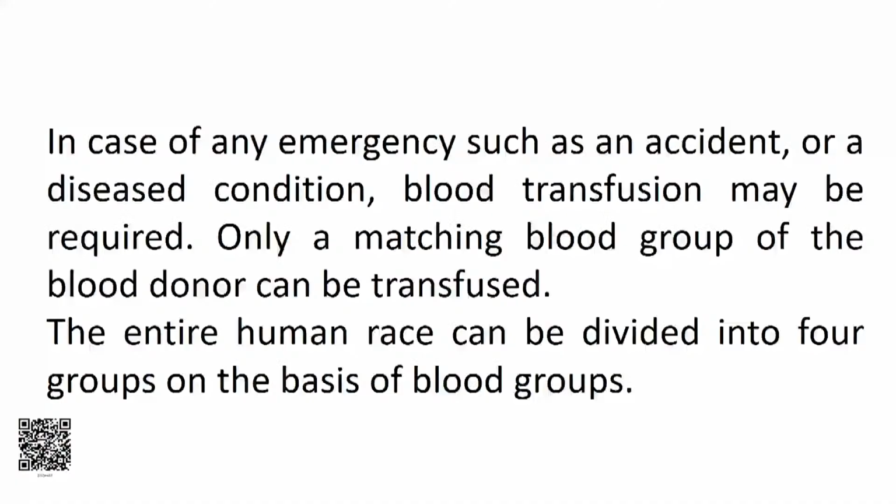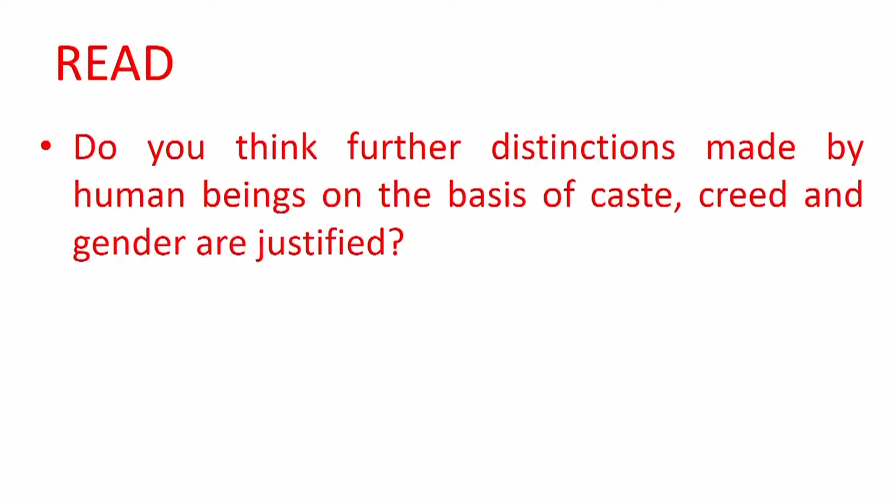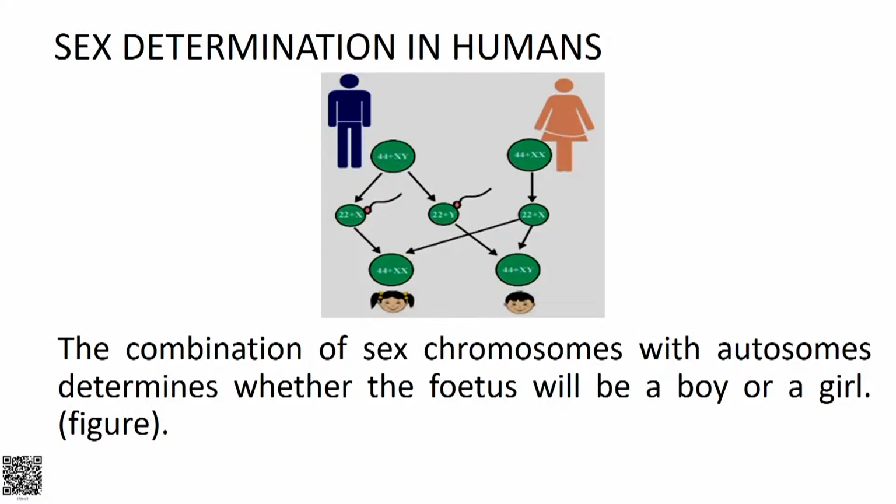In case of any emergency like accident or disease condition, blood transfusion may be required. Only a matching group of the blood donor can be transfused. Entire human race can be divided into 4 groups on the basis of the blood group A, B, AB and O. So, do you think further distinction made by human beings on the basis of caste, creed and gender are justified? So, now we move to the next section, that is sex determination in humans.